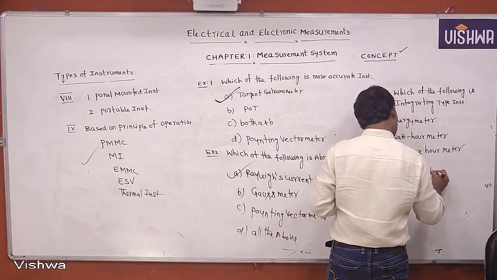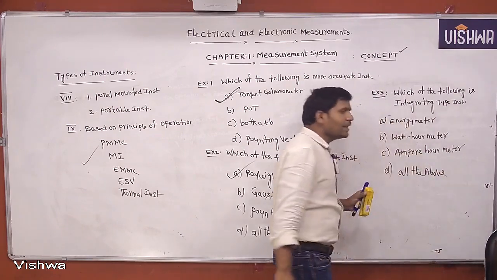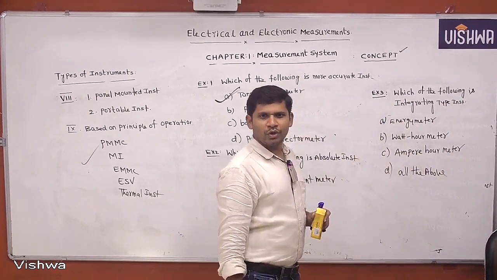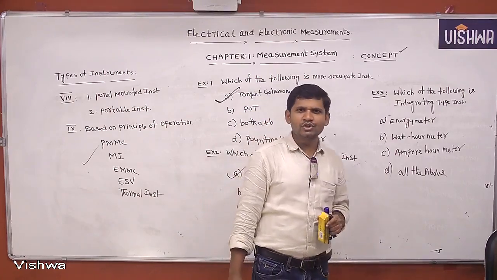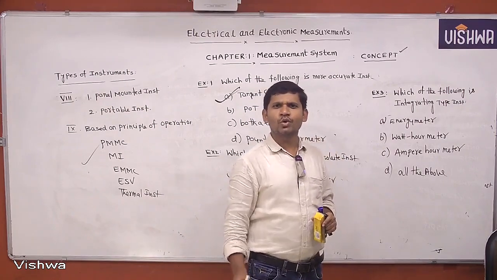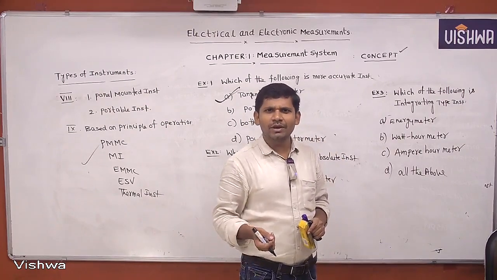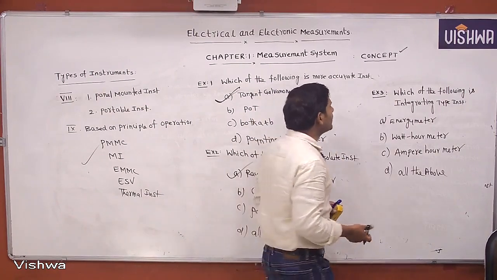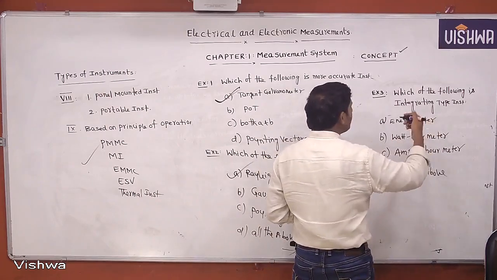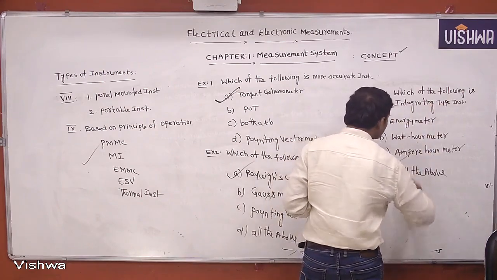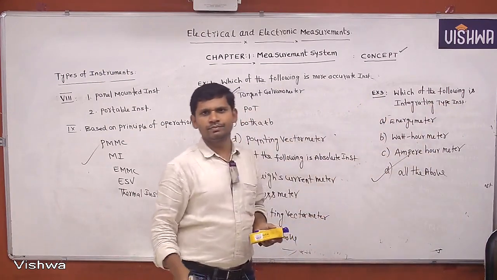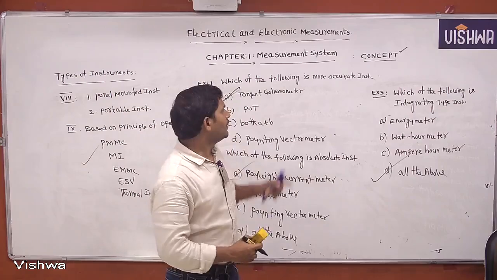But don't think that only the energy meter is the integrating type instrument. I told you how to identify integrating instruments: the instrument which gives the sum value or total value is an integrating type instrument. That's why energy meter is integrating, watt hour meter is also integrating, ampere hour meter is also integrating. Then your answer is all the above. Clear? You concentrate.